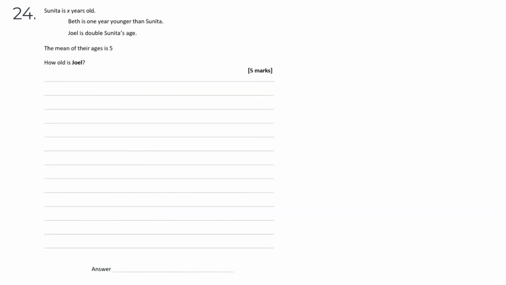Sunita is X years old. Beth is 1 year younger than Sunita. Joel is double Sunita's age. The mean of their ages is 5. How old is Joel? Okay.